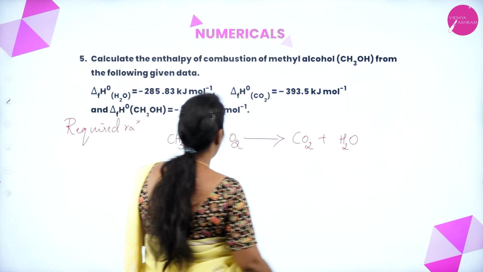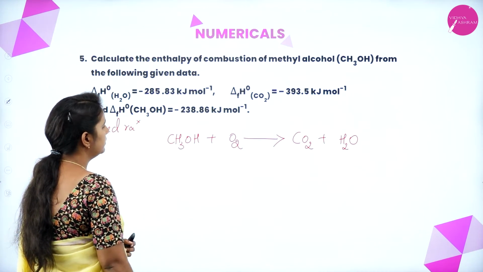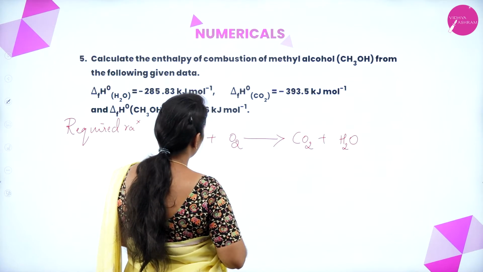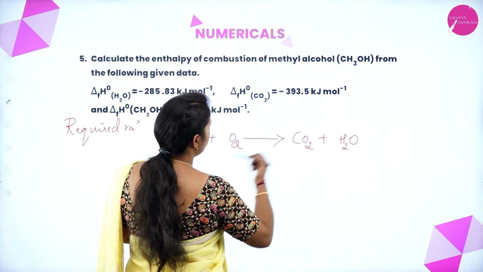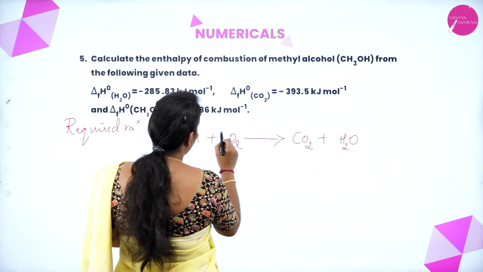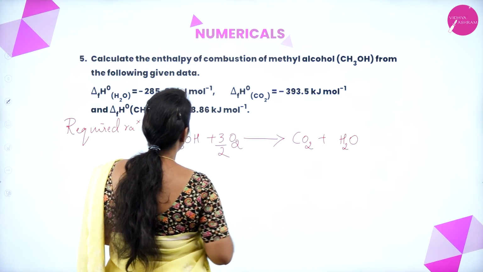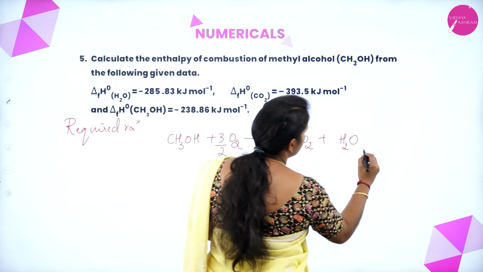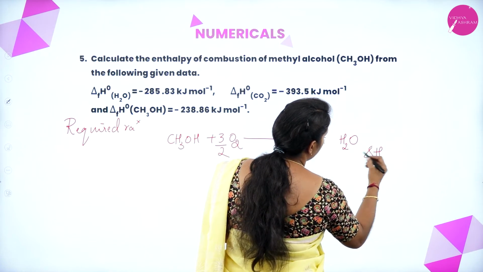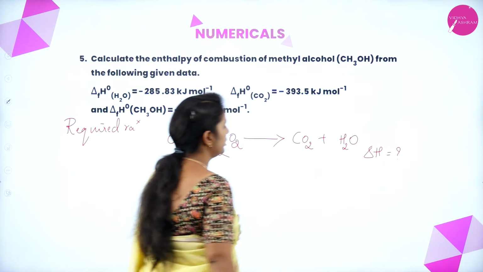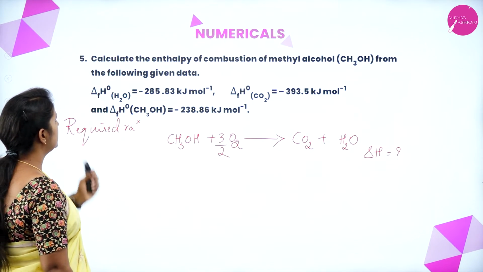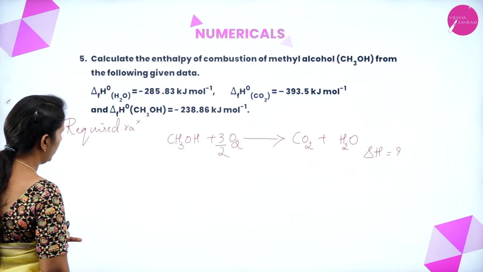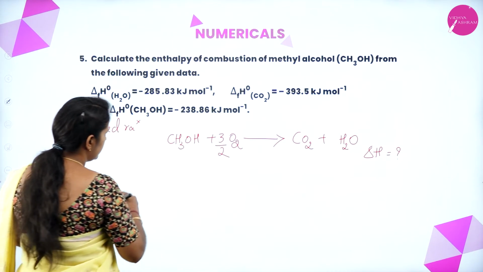Now, you need to balance the equation here and we have 3 oxygen. If you see the hydrogen here, we have 4 hydrogen, we have 2 hydrogen. So, I'll take up 3 by 2. So, now the equation is balanced. For the combustion of this reaction, we need to calculate the change in the enthalpy. They have given the change in the enthalpy of the water molecule. First, we need to write the reaction.